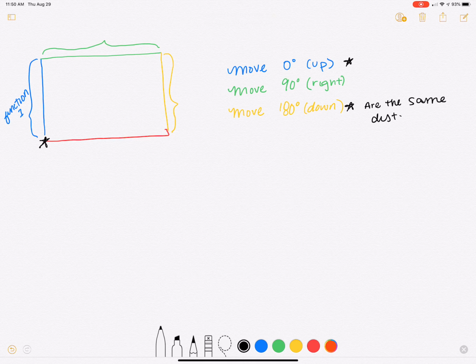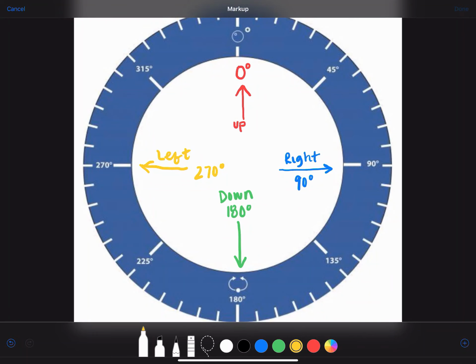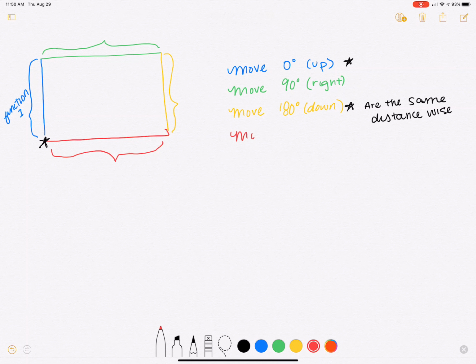Cool, so now we're at our last function, which is this red guy right here. And to move to the left, which is what we're gonna have to do, we have to move 270 degrees. And because we're working with a rectangle, we know that this function is the same as that function. So let's just make a note of that as well. And so that ends our pseudocoding process for this shape.